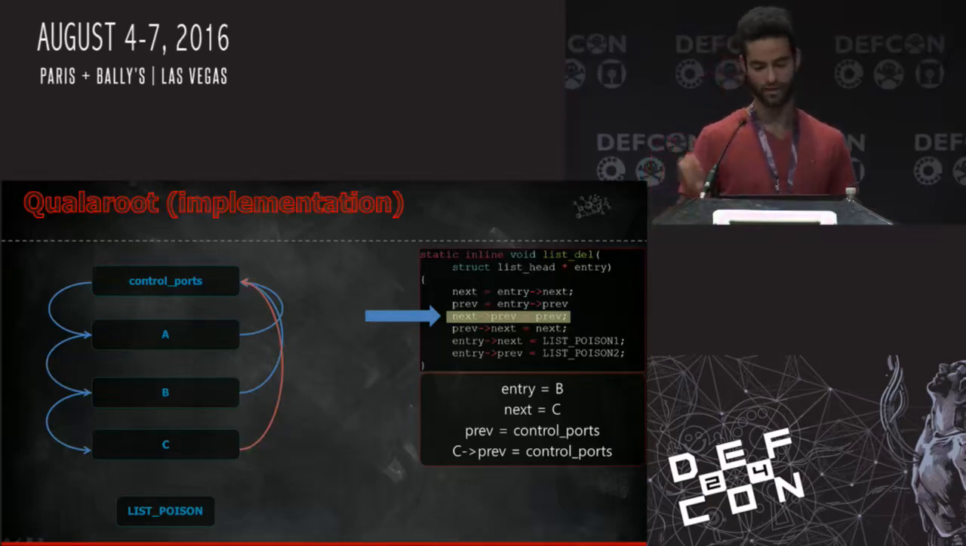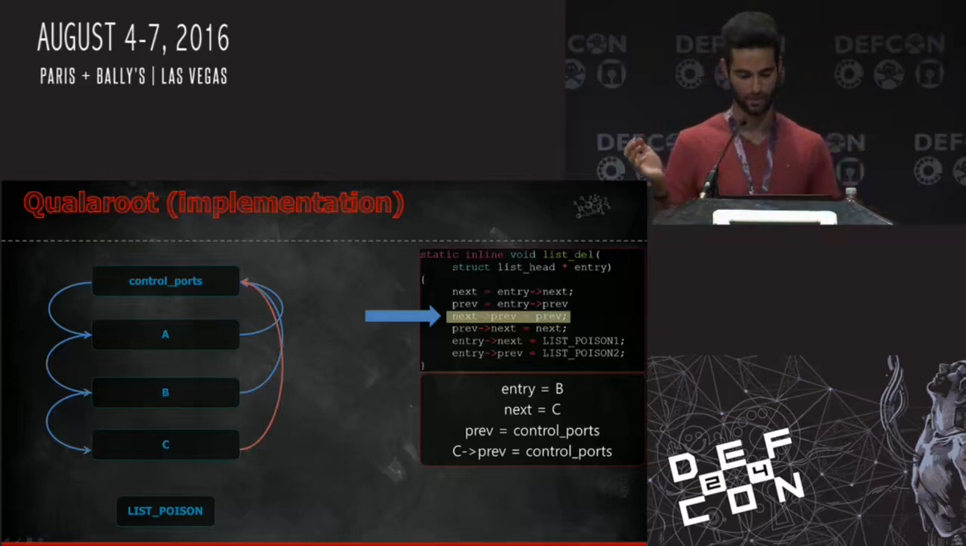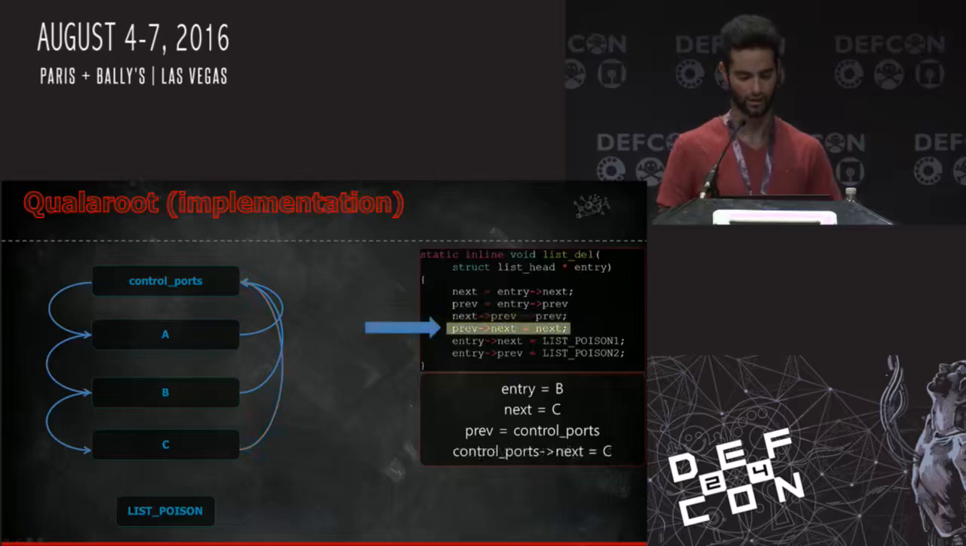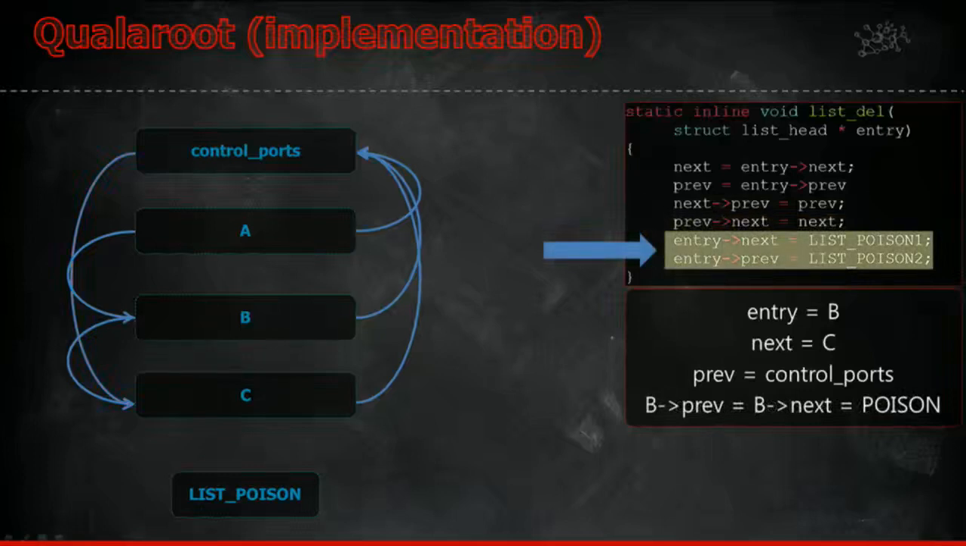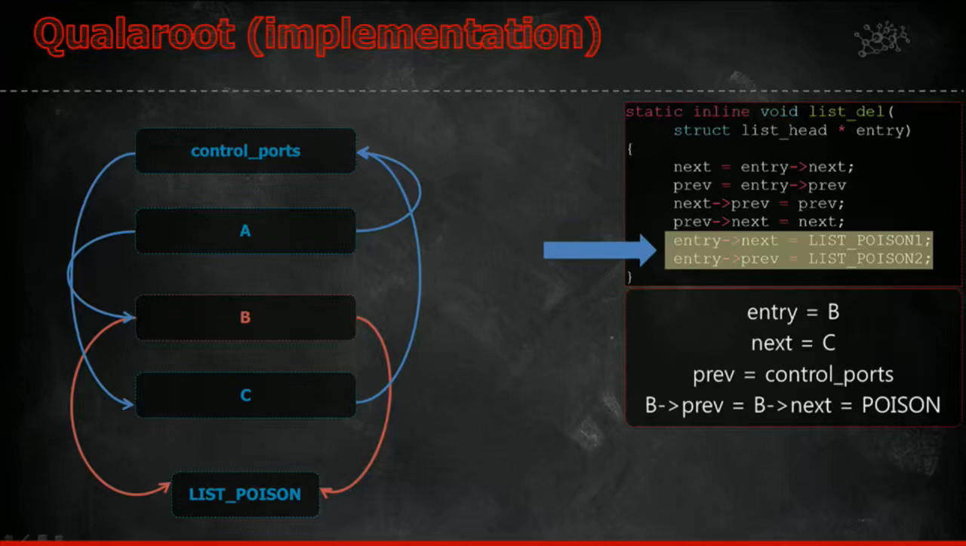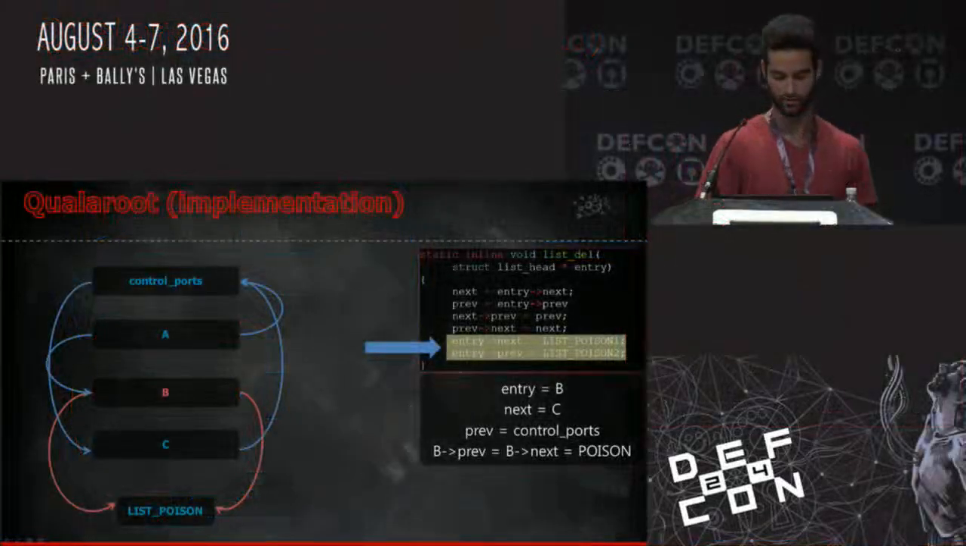And now we have to take care of B's pprev, which is control ports. Just a second, take care here, sorry. So we set control ports next to be B's next. So control ports next equals C. And finally, B now points to poison and is removed from the list. And it's not just removed from the list, but it is also freed. So now this memory is reclaimable by kernel heap spraying or any other method you choose.